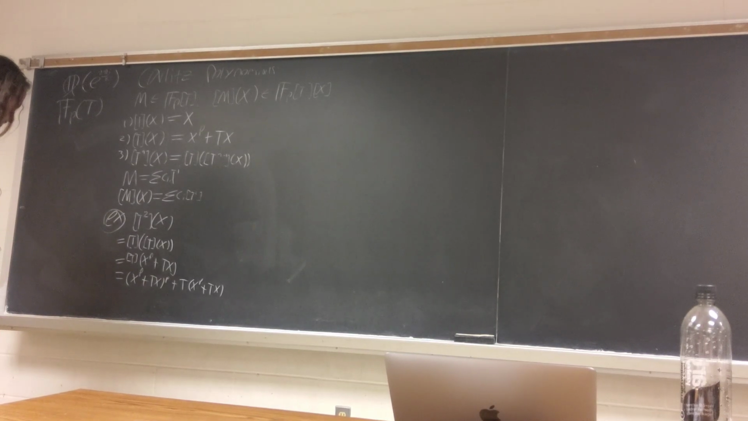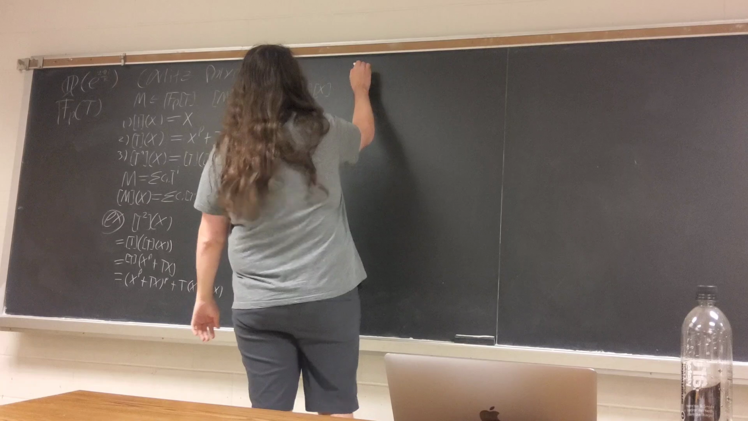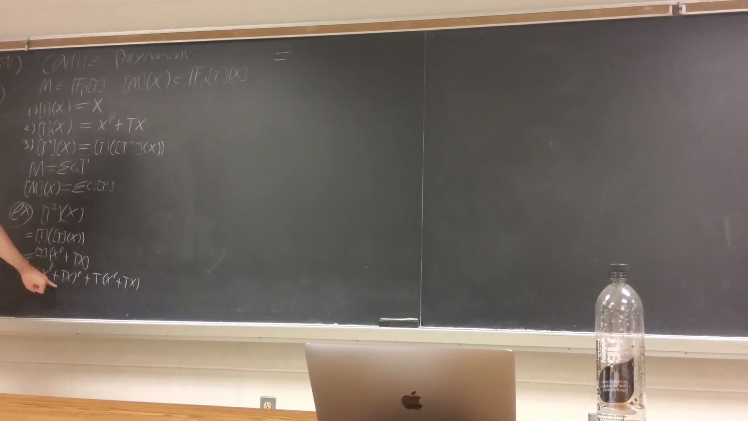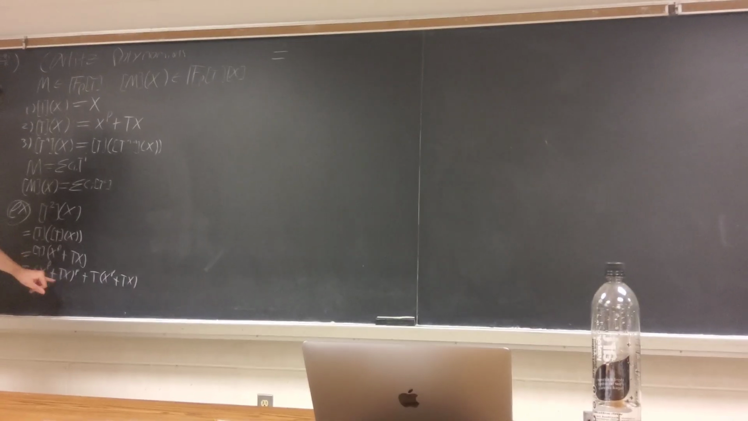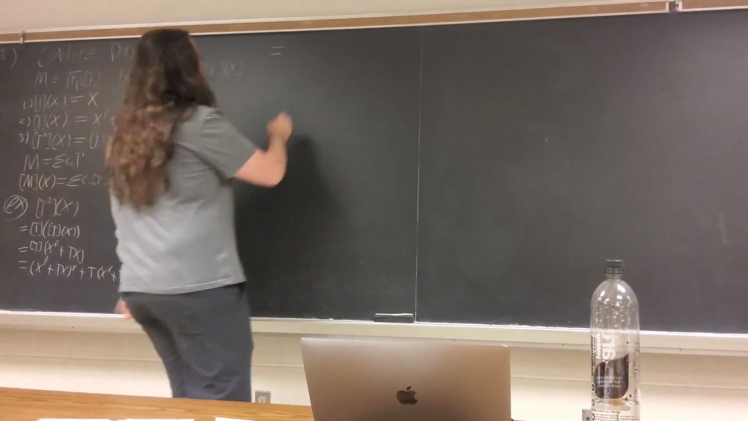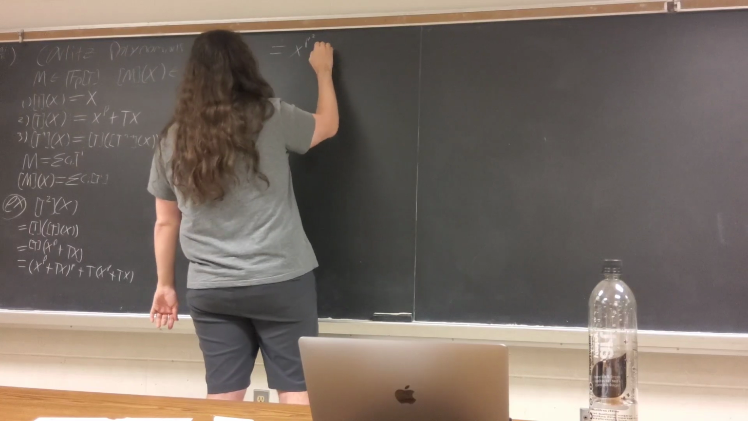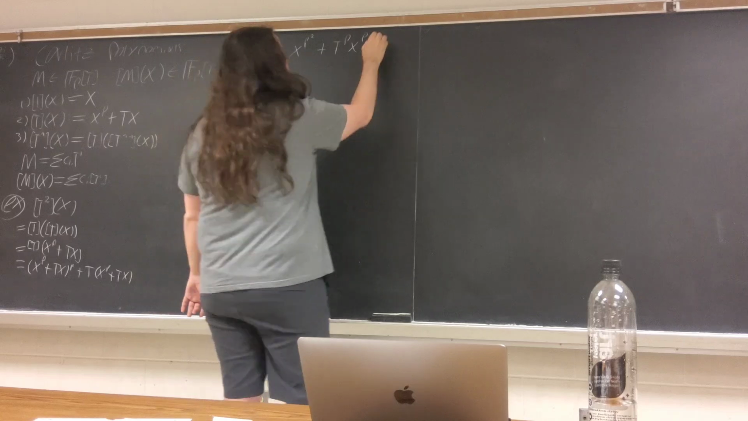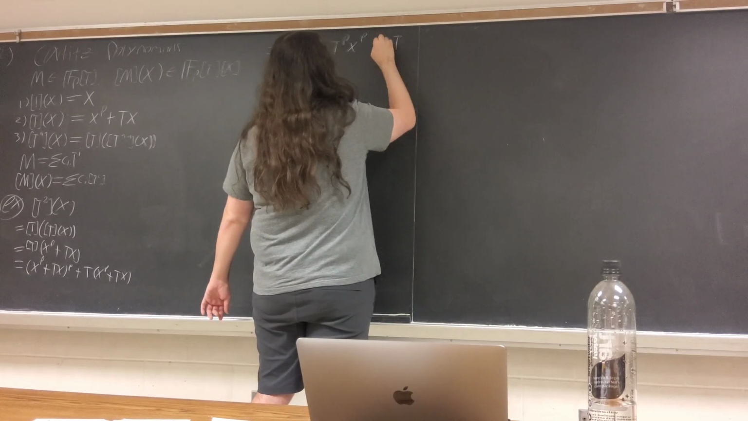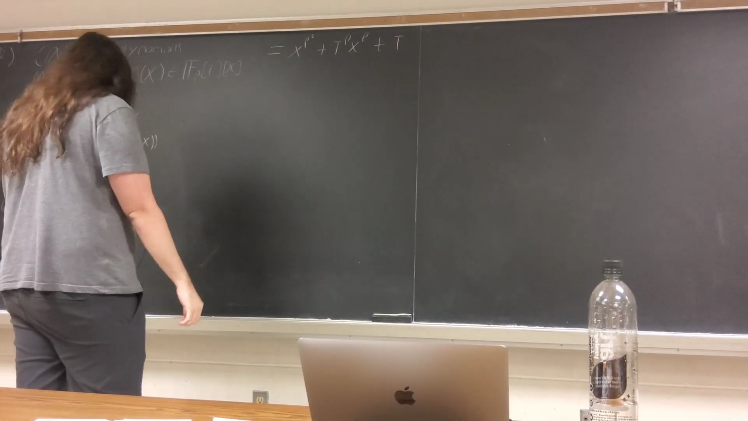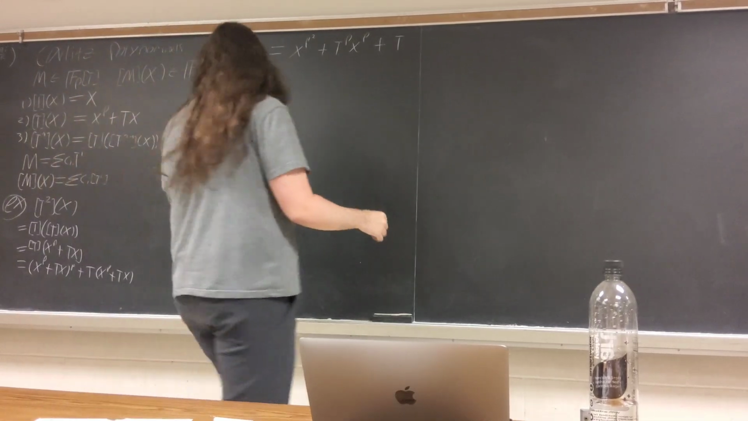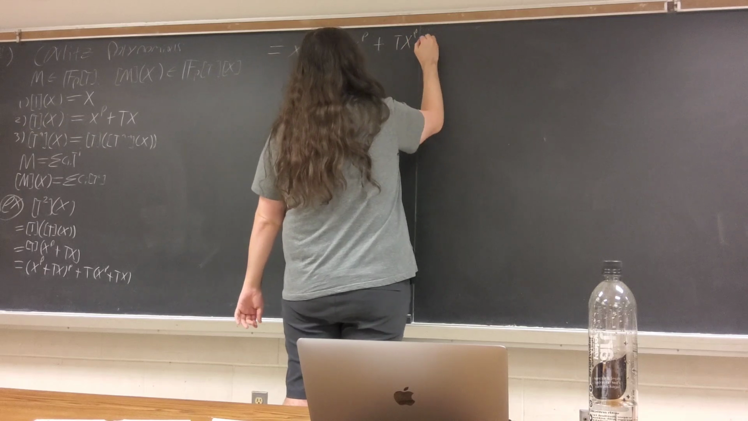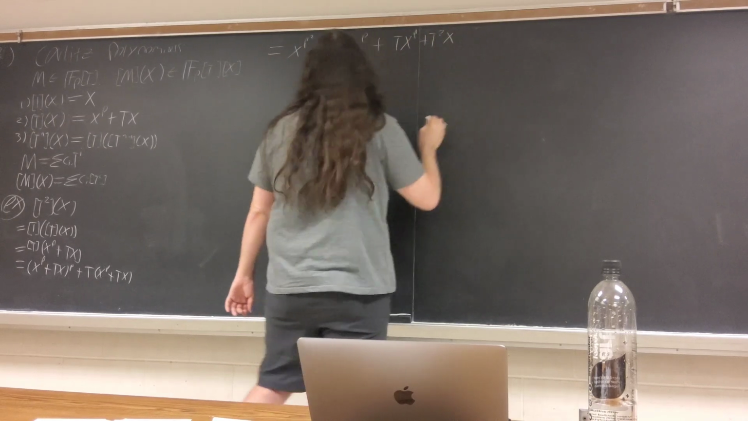And then, I don't want to write that, I'll go over here. So we will just, first off, we're in characteristic p, so we're just going to raise both of these to the p power. So we get x to the p squared plus t to the p x to the p plus, and then I'll distribute the other side because we want to write it as a polynomial in x. That's nice. So we'll get t x to the p plus t squared x.